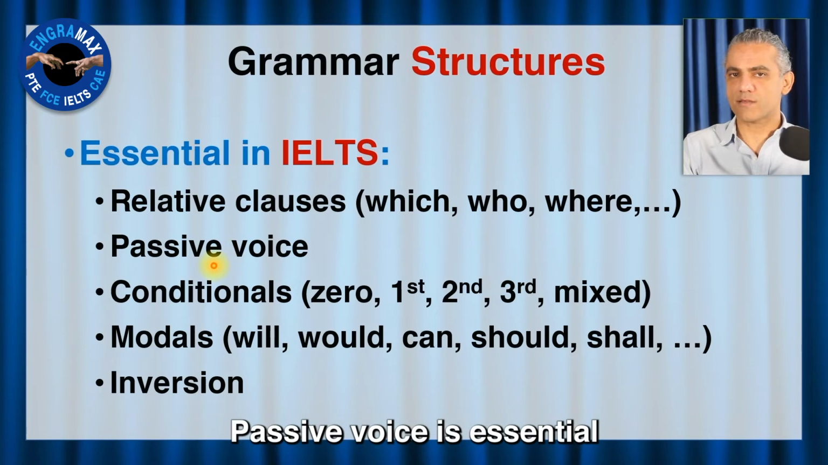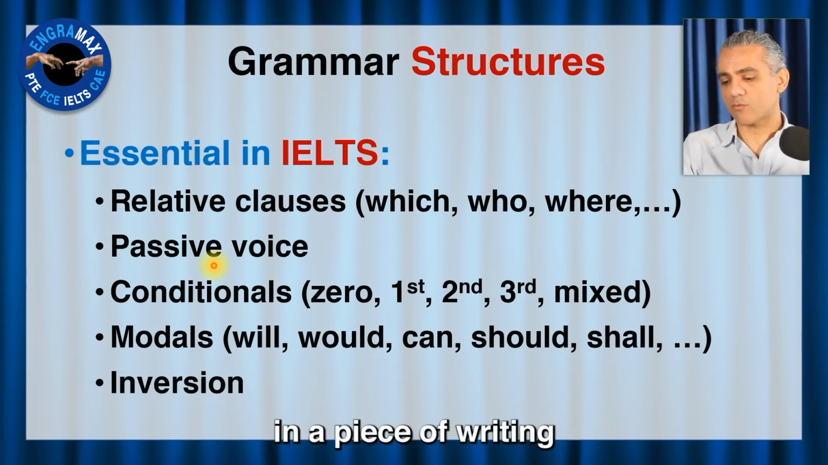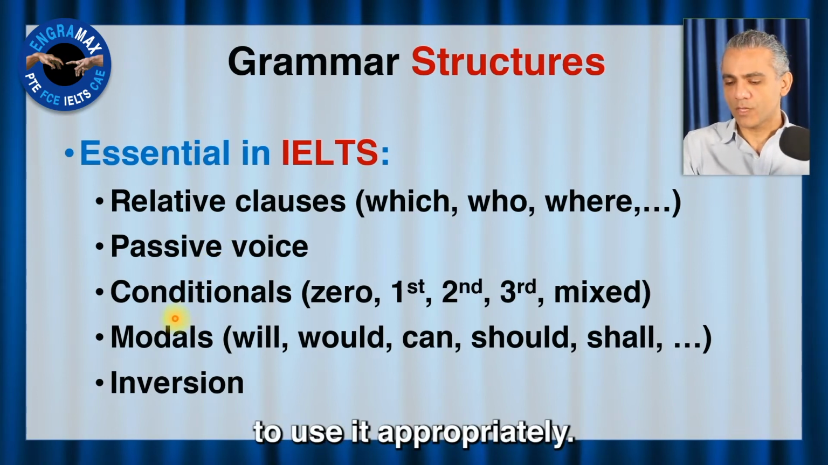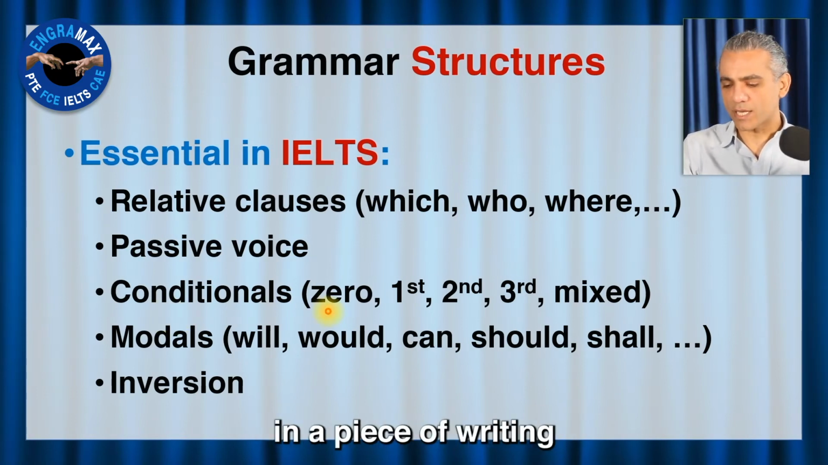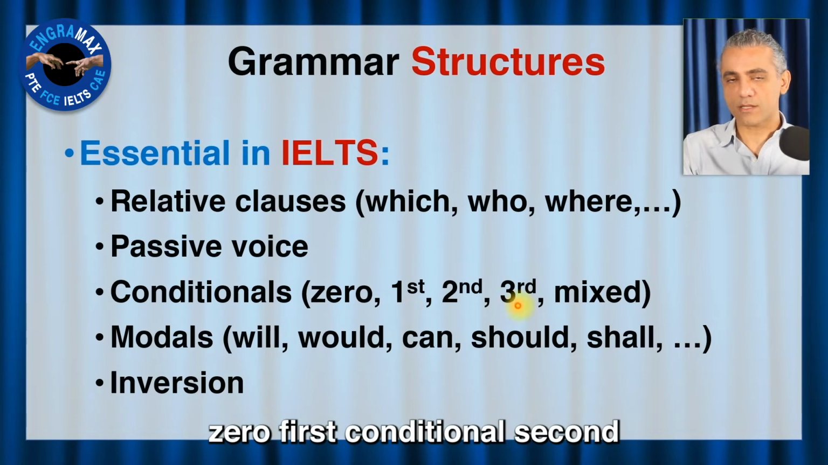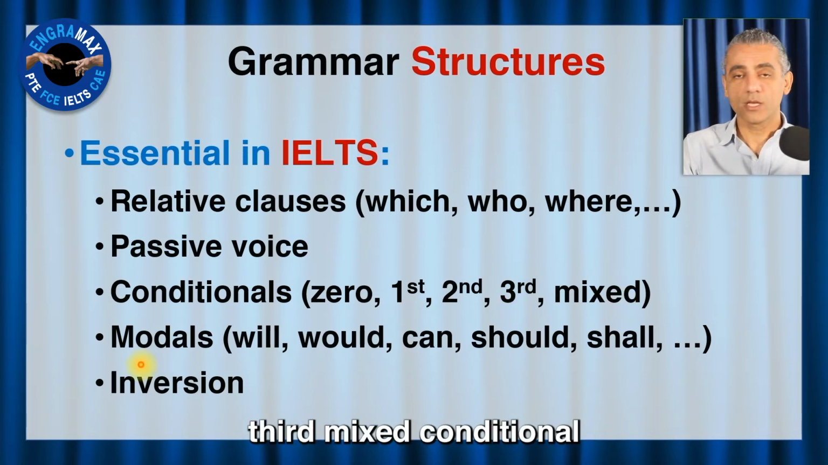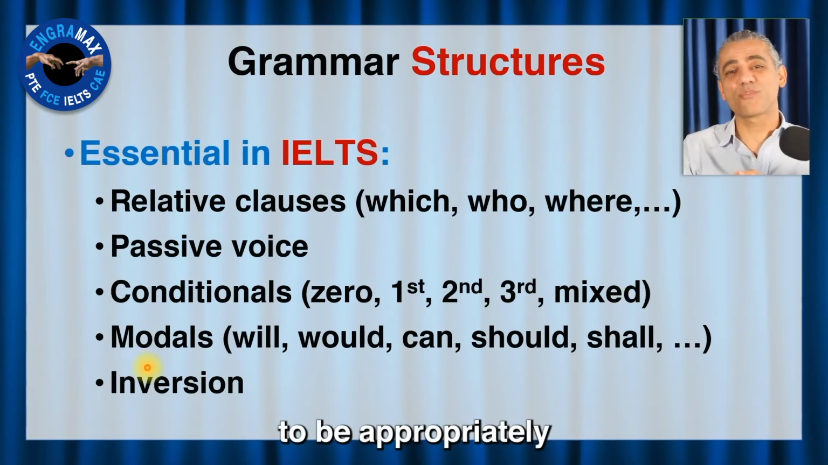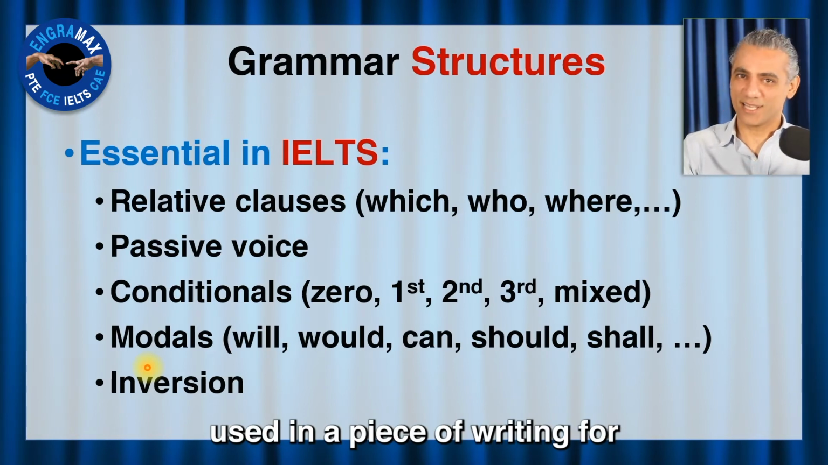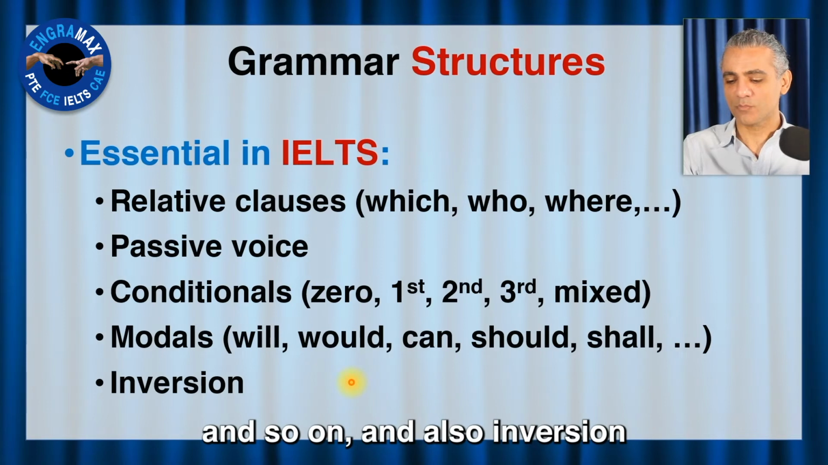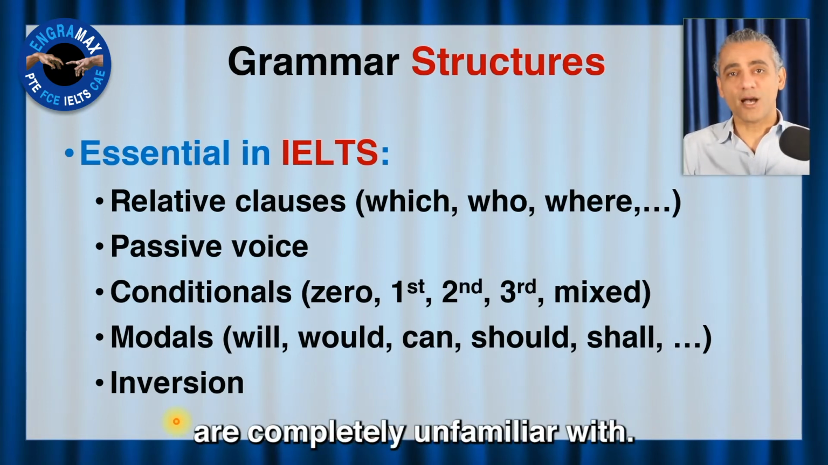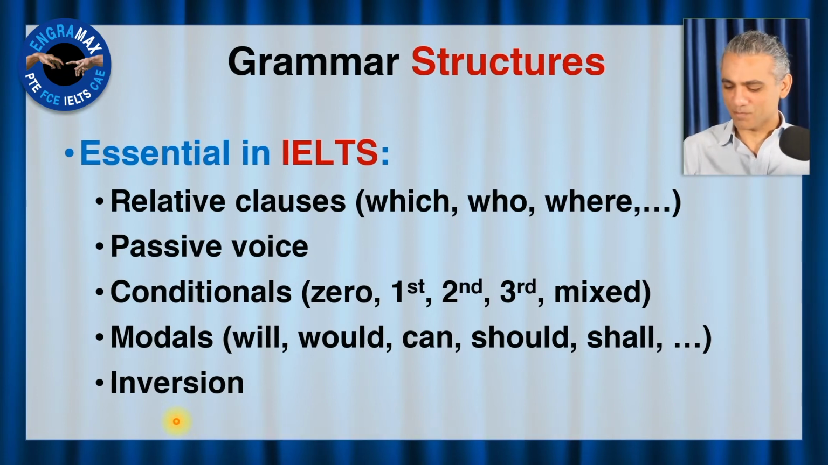Passive voice is essential in a piece of writing to use appropriately. Conditionals, essential in a piece of writing: zero, first conditional, second, third, mixed conditional. Modal verbs, to be appropriately used in IELTS writing: will, would, can, shall, should, and so on. And also inversion, which a lot of students are completely unfamiliar with.